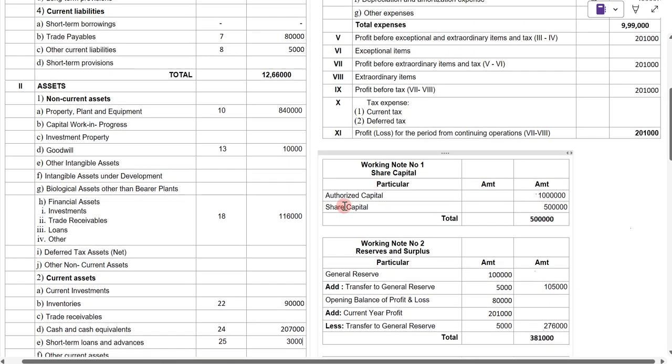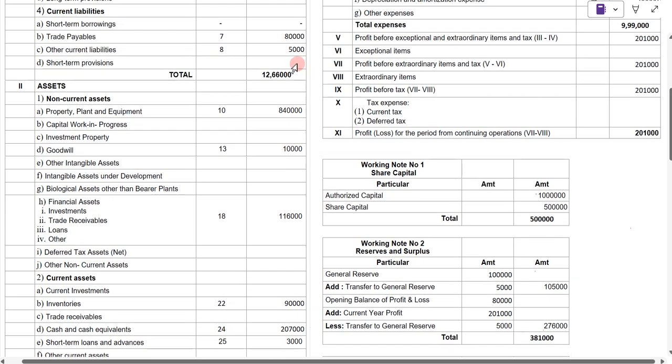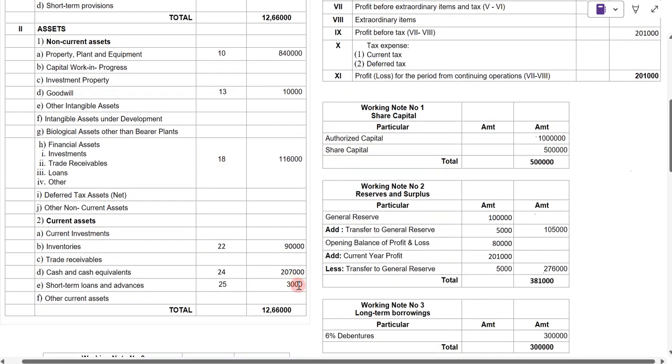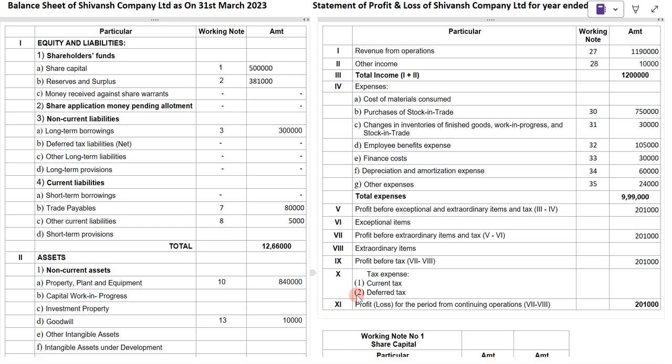So now if we add all the assets, the total we will get 12,66,000. This means assets and liabilities both are getting tallied. Okay. So in this way we have to prepare the profit and loss account and balance sheet as per Companies Act 2023.